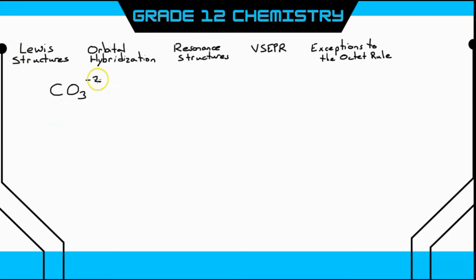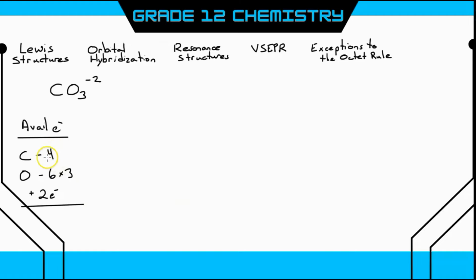So here we've got carbonate. It's an ion, so we have a -2 charge. So how we're going to deal with that, just as before, let's look at how many electrons are available to us. So carbon in its outer shell has 4. And oxygen each has 6. And we have 3 of them. But then we have this additional 2 electrons because it is a -2 charge. So we're going to add 2 electrons.